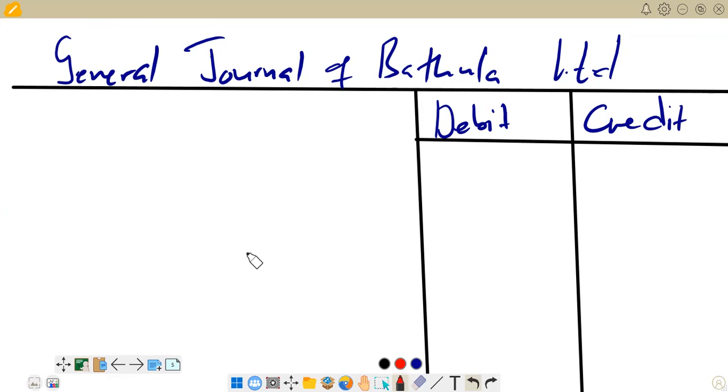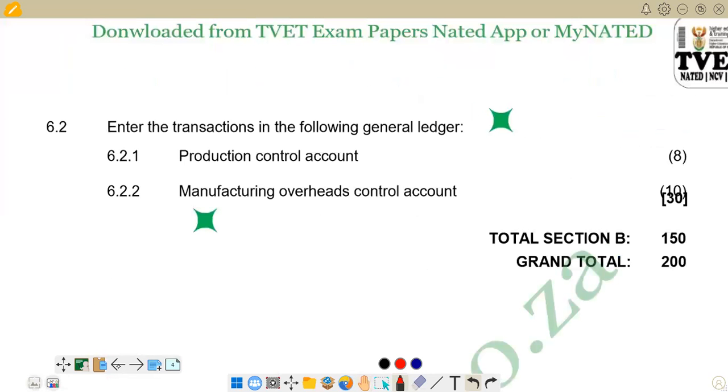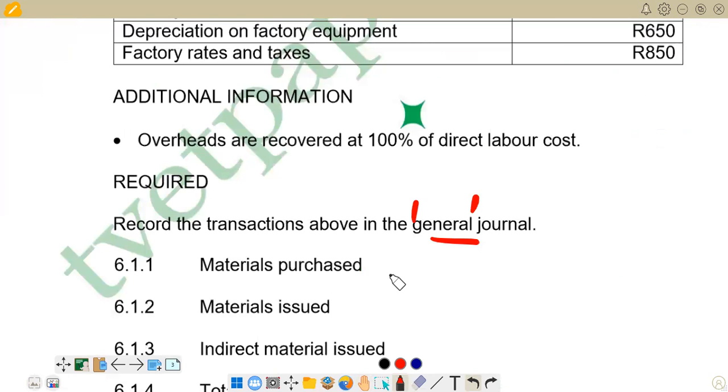So this is what we have in terms of the general journal that we are going to answer. Let's go back to the question and see what we have there. In the question now, we are going to start with the first item, that is the materials purchase.